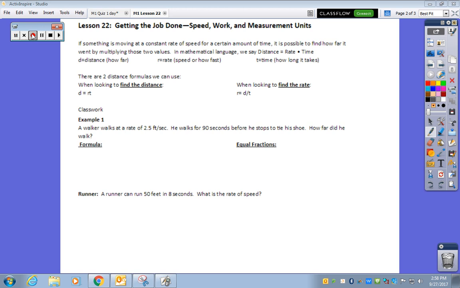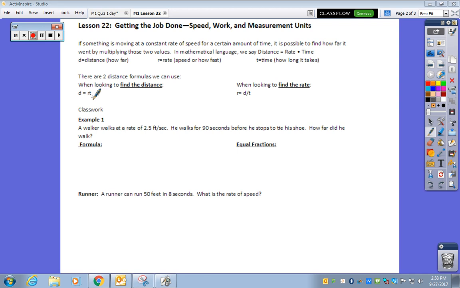There are two distance formulas that we can use. If we're looking to find how far we went, or the distance, we use that same formula from up at the top. D equals RT, which just means the distance is equal to the rate times the time. Remember, when we have two variables, or a number and a variable directly next to each other, that means they're being multiplied together. So RT means rate times the time.